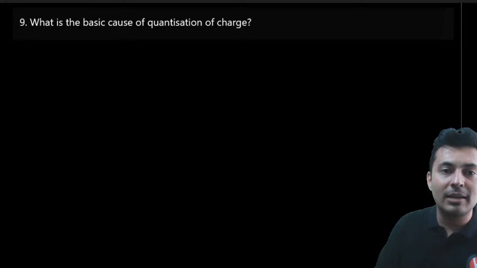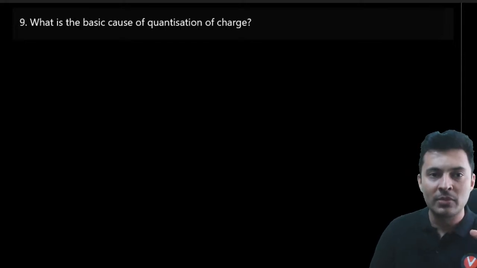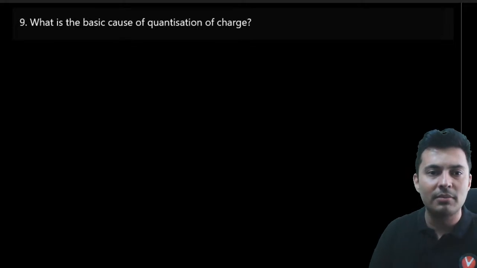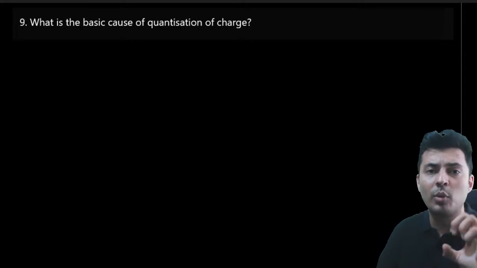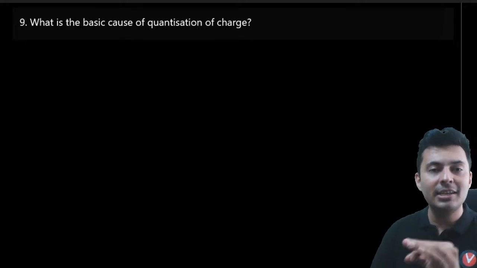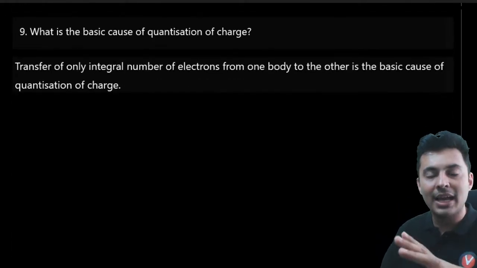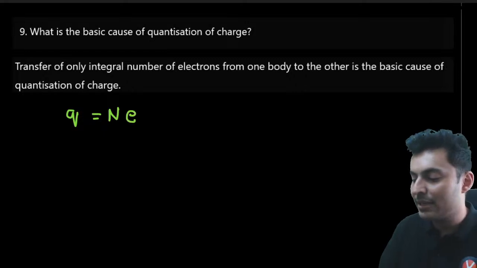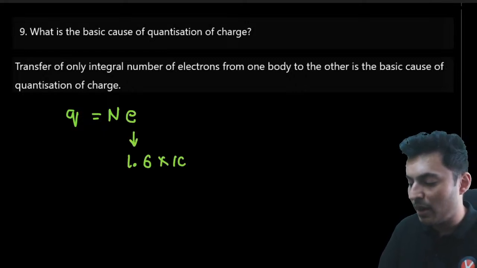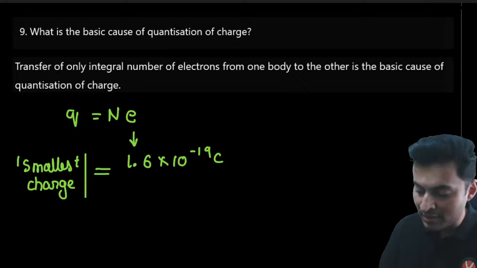So quantization of charge comes because the smallest charge available to you is the charge of an electron, and the charge of an electron is 1.6 times 10 to the power minus 19. That charge can't be broken down further into smaller charges. So any charge on a body is an integral multiple of that smallest charge, which is the charge of an electron. That is the reason why whenever a body gets charged, it's always in integral multiples of e, where the value of e is 1.6 times 10 to the power minus 19 coulomb. And this is the smallest magnitude of charge which is possible.